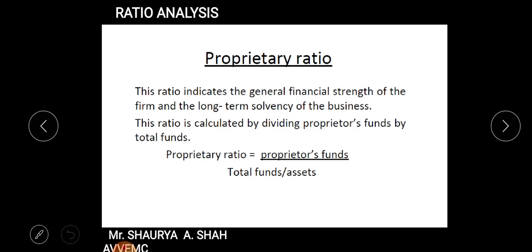So what are your total proprietors fund? This ratio is calculated by dividing proprietors fund by total funds. So what does it indicate? It indicates the financial strength of the firm and the long-term solvency of the business. The total funds, the total assets, and the owner's fund. If owner's fund is more in amount, it will show, again we can say, financial strength of the business, right?